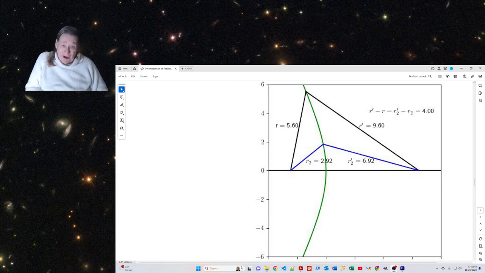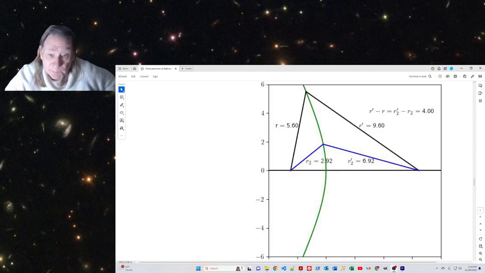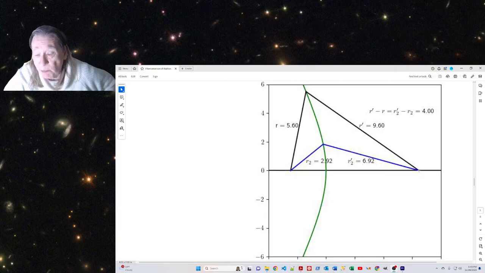Now, what is a hyperbola? Well, we have 2 points. They're called foci, focal points. One is on the left where the blue line and the black line intersect, right here. And one is on the right where the green line and the blue line and the black line intersect.